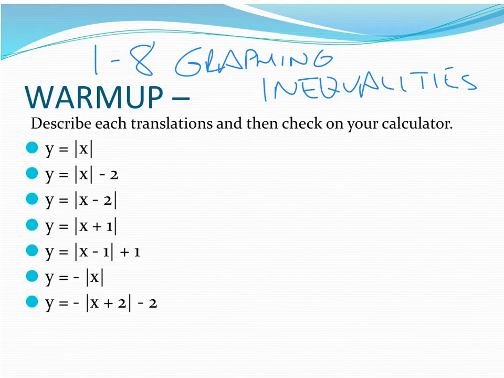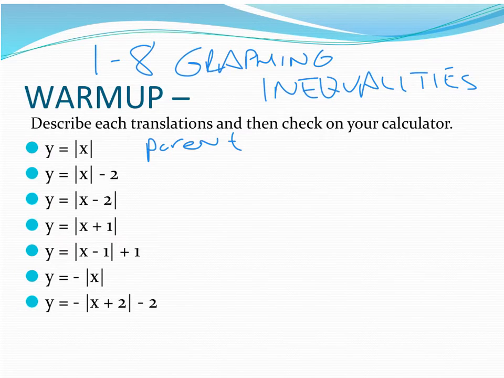Alright, so what I'd like to do is not to graph these functions, but to actually determine what the translations are happening with each of these. So obviously the first one is the parent function. But then what I want for the rest of those is just a brief description of what's happening. Moving left, moving right, moving up, moving down, how far, is the graph flipped upside down.